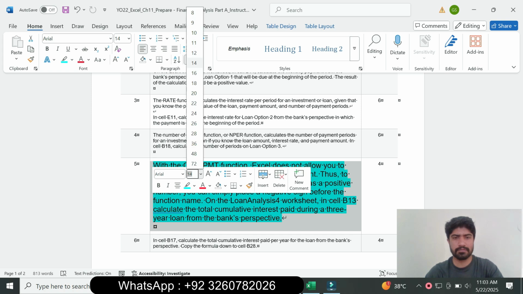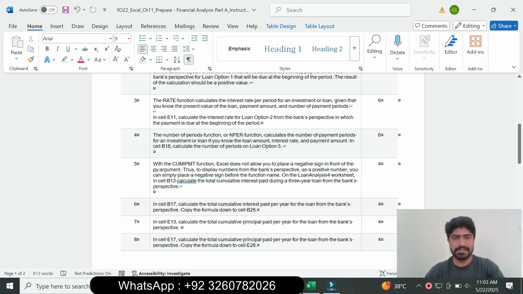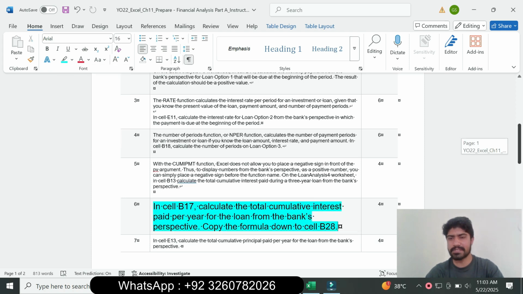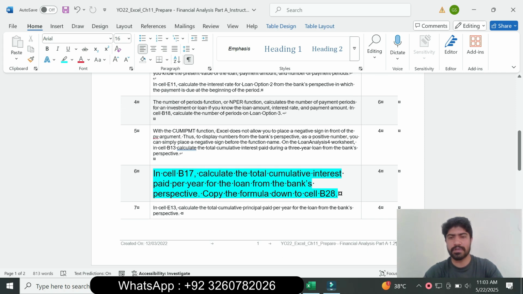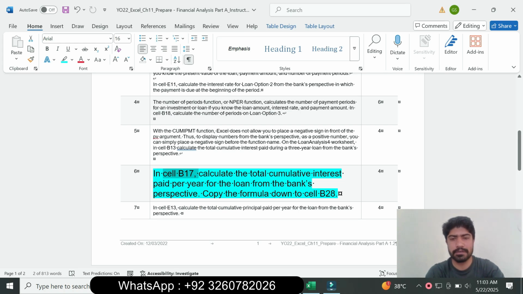We move to question number 6. In cell B17, calculate the total cumulative interest paid per year for the loan from the bank perspective. Copy the formula down to cell B28.